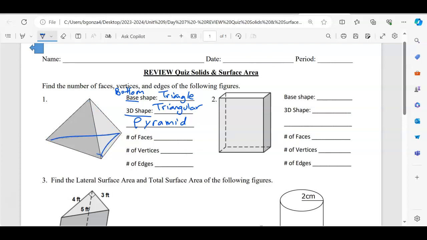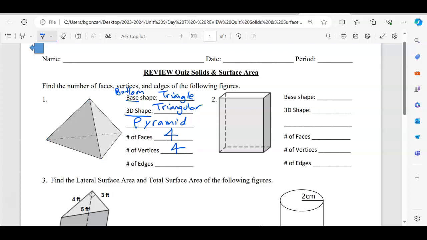Cool. Now you're going to have to imagine this, but how many faces are there? There's a bottom triangle, and then because there's 3 sides of the base, there are 3 triangles on the sides. Don't forget about the back one. So you have to imagine 3 on the sides, 1 on the bottom. That's 4 total faces. There is 1 base on the bottom, but there's 4 total faces. That includes that base.